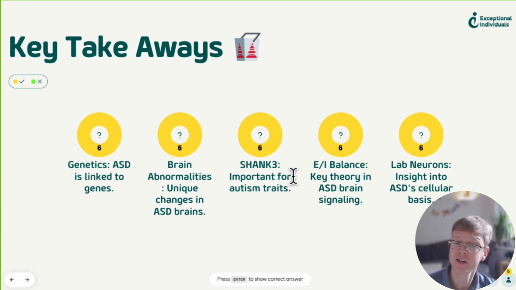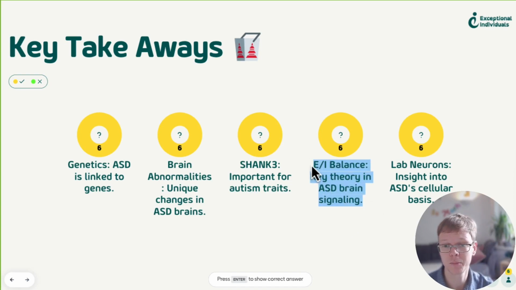We know that SHANK3 is important. We're pretty certain SHANK3 is important. We just don't know how important, and we don't know how much of the story it is actually telling. We know that the E/I balance theory in ASD brain signaling is definitely looking promising. And in the lab, insights into ASD cellular basics are improving dramatically. There are lots of things going on.